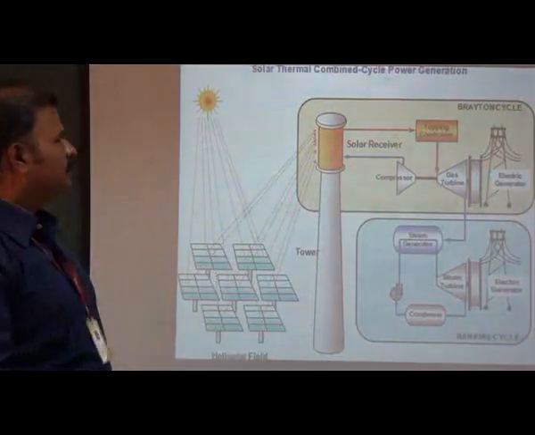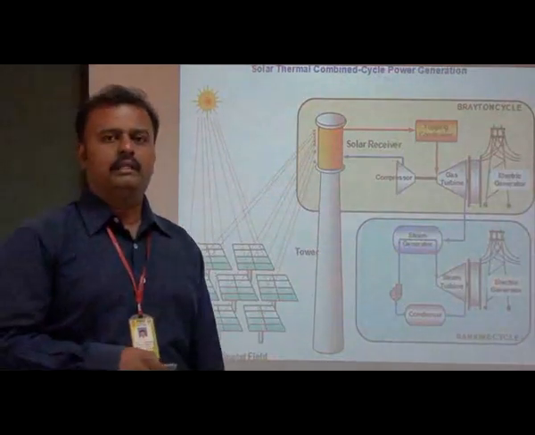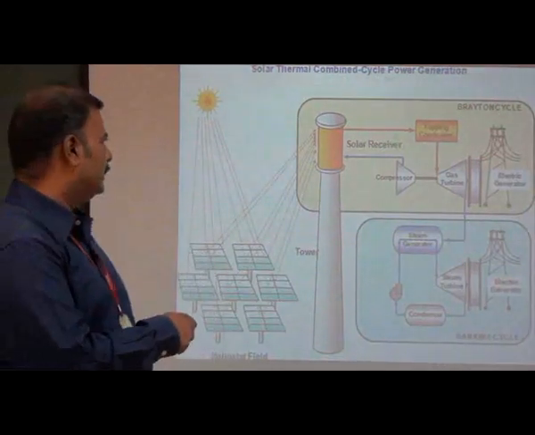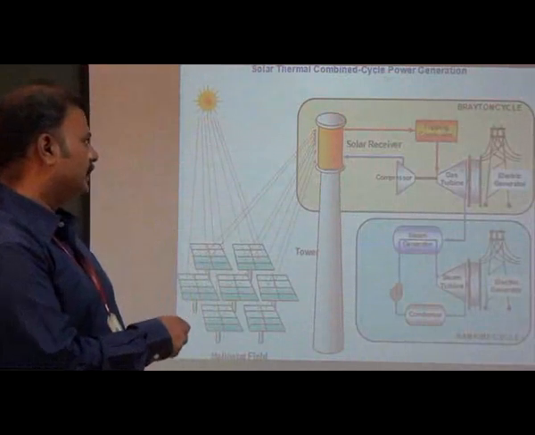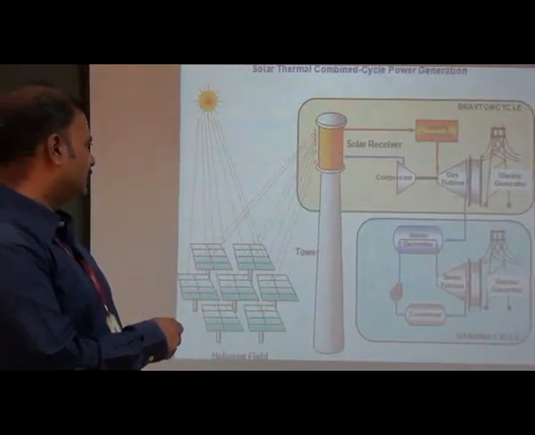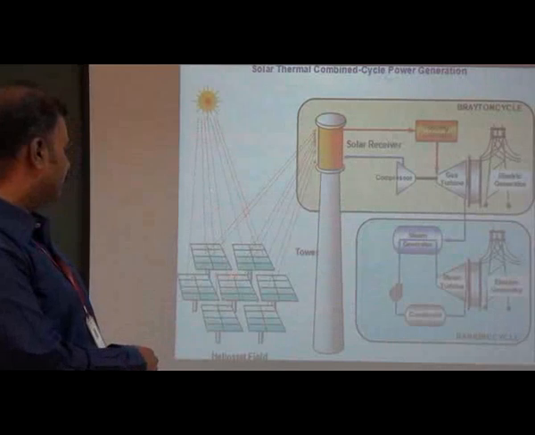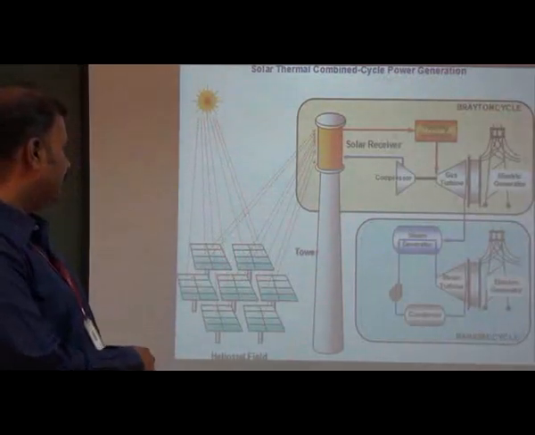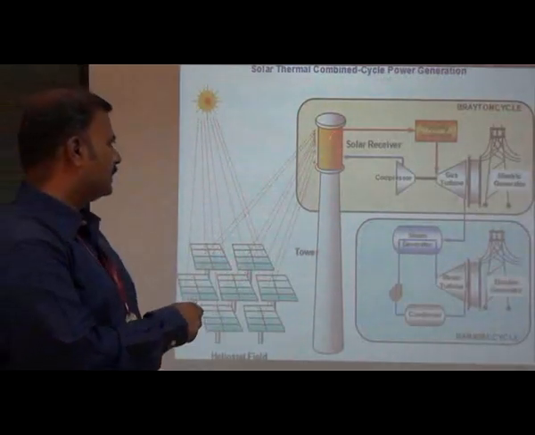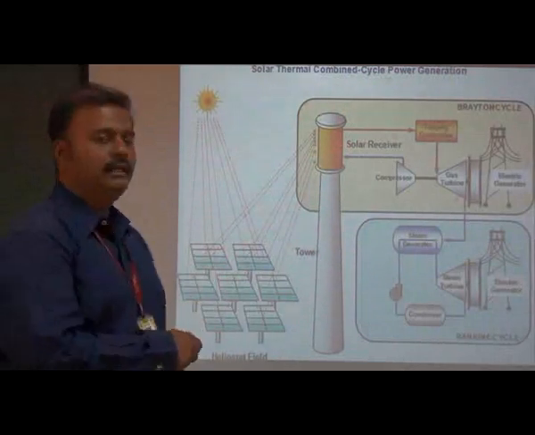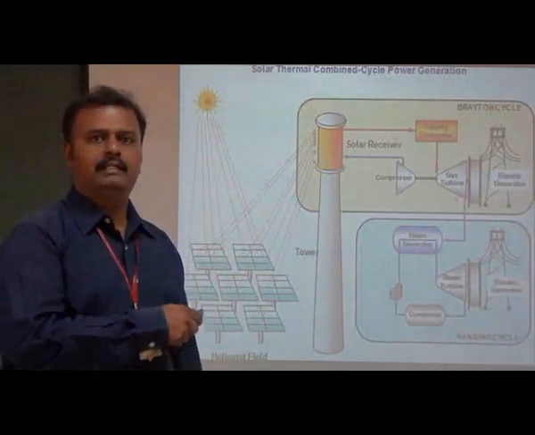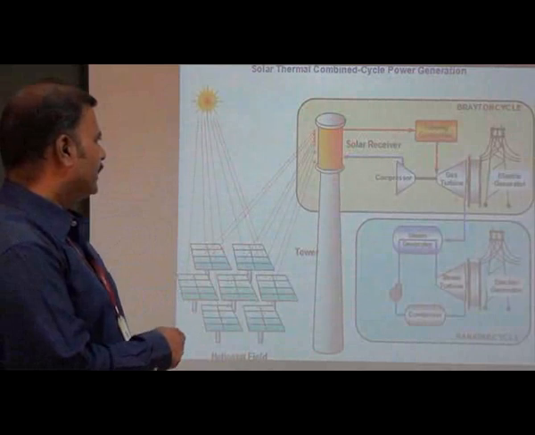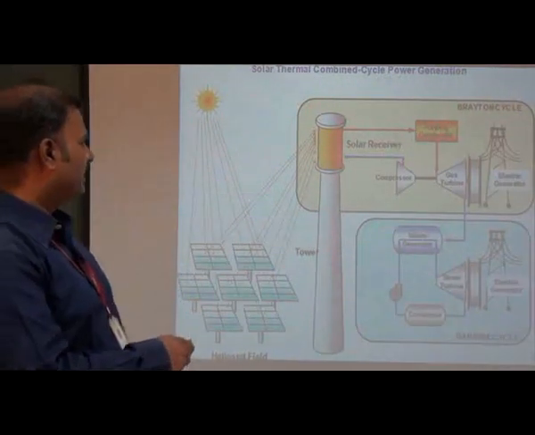The next one is the solar tower concept. All the solar energy is concentrated in a single tower. This is called a boiler or solar receiver. All the solar energy available is collected, and it is concentrated in the solar receiver. The amount of energy available in this solar tower is very high. So here this is a topping combustor.